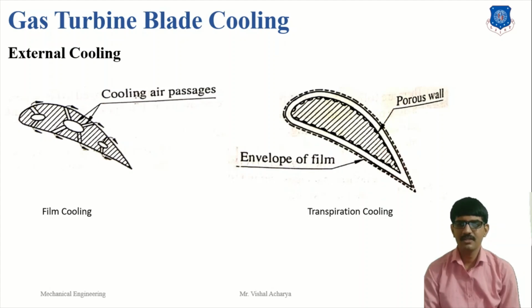In transpiration cooling, as shown in the second figure, the relatively cold air extracted from the compressor is allowed to diffuse through the pores of the porous blade material. This provides a blanket of cold air which insulates the turbine blade against the very hot gases outside the blade. The diffusion of the cold air provides uniform cooling of the blade.